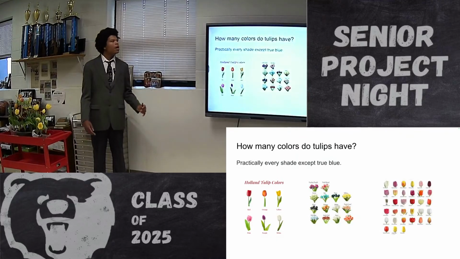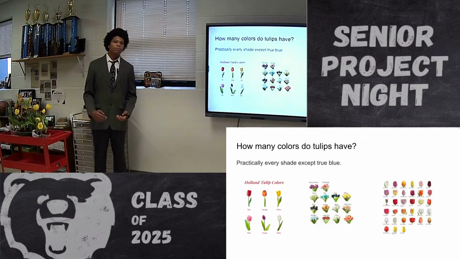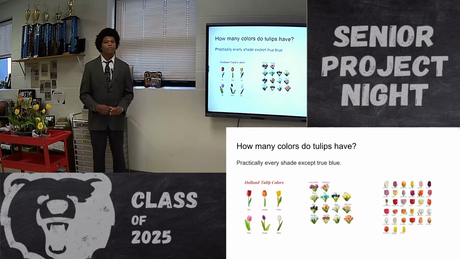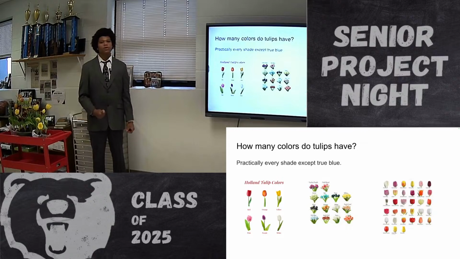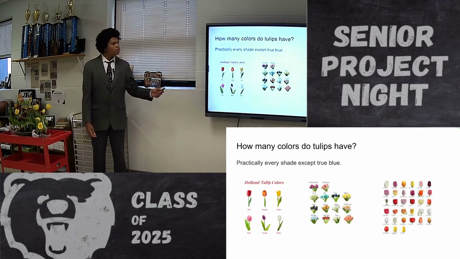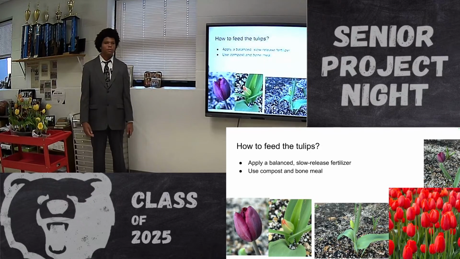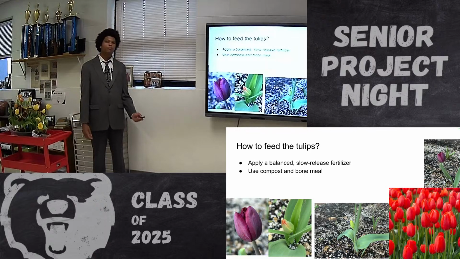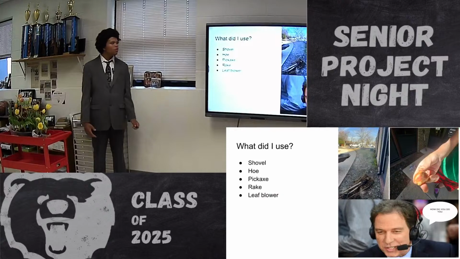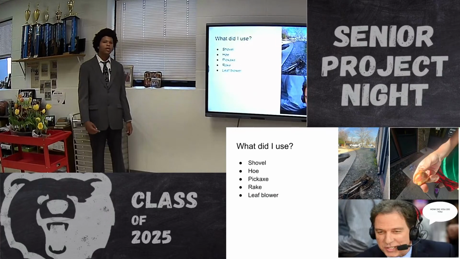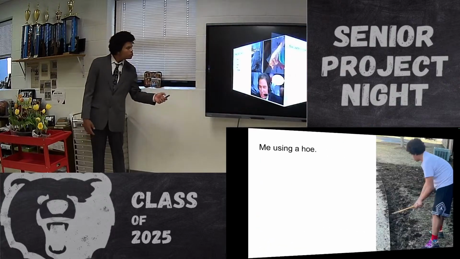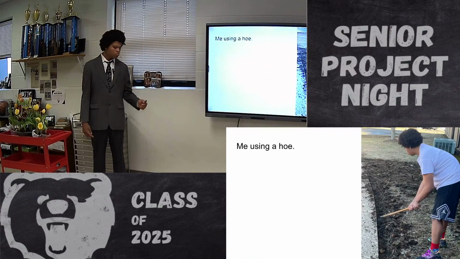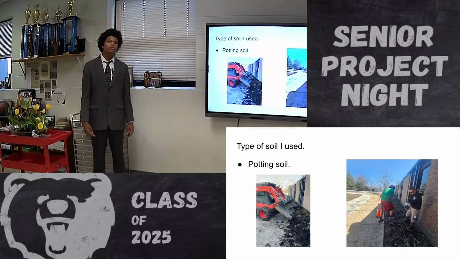How many colors do tulips have? Particularly every shade except true blue, like red, white, maroon, pink, every shade of purple, green, multicolor, and patterns. How to feed the tulip? Apply slow release fertilizer. Use compost and bone meal. What I use: shovel, hoe, pickaxe, rake, and leaf blower. This is me using a hoe. The type of soil I use is potting soil.